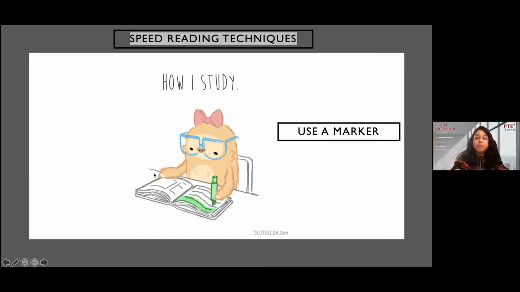So, using a marker: yes, if you are reading hard copy things, or if you're giving some other English language tests on computer and they allow you to use a marker, feel free to use a marker. That is really important to highlight what is important and what is not very important, and that is going to improve your reading speed as well. So this is a very general suggestion, not for the PTE test, because in PTE, we don't use a marker.